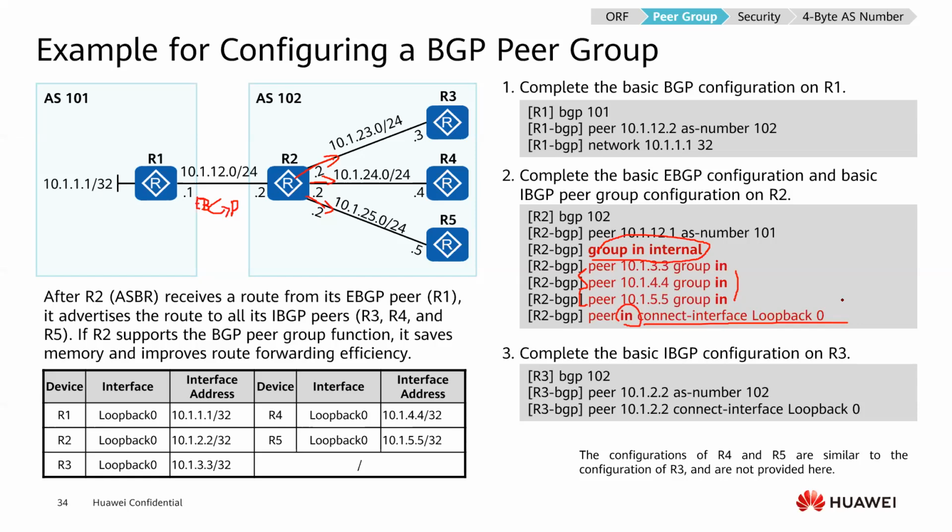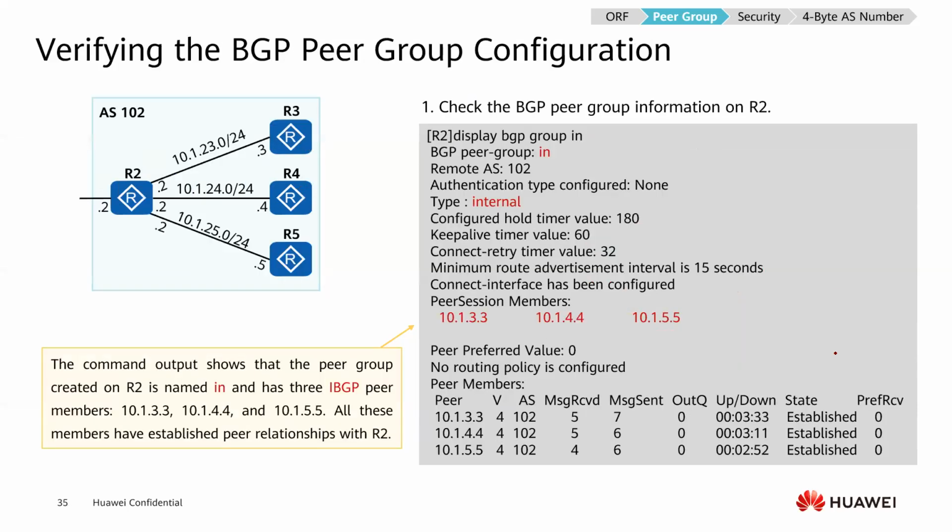specify the connect interface, and then to establish the iBGP relationship. So you can display the BGP group. The internal group is just the type you created, that means iBGP, and the members in this group are 3, just the R3, R4, and R5, and all of them establish the iBGP relationship.